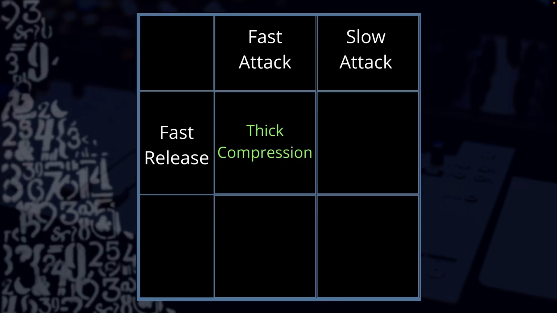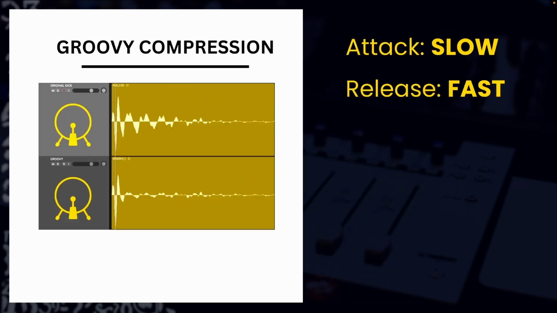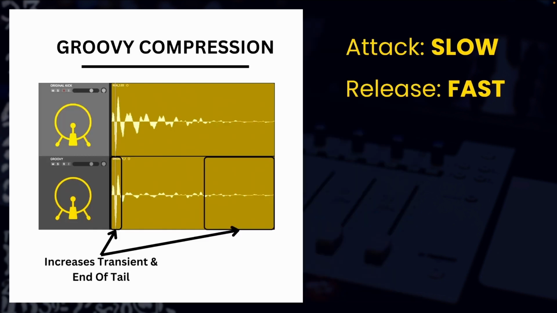The next style of compression is a slow attack and still a fast release. This gives us groovy compression. Groovy compression avoids that initial transient and then clamps down right after that, but then it releases at the end of the tail because the release is very fast. So it's only capturing that middle section, decreasing the beginning of the tail, but releasing everything else out.